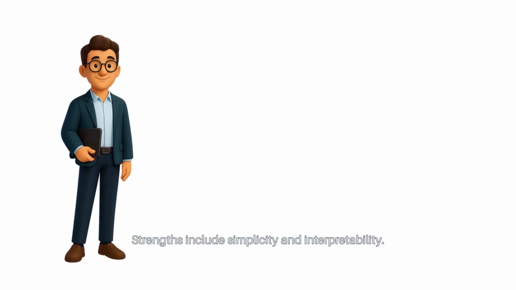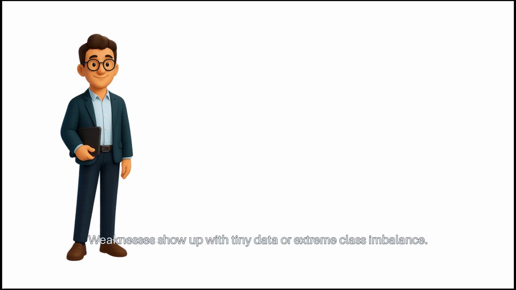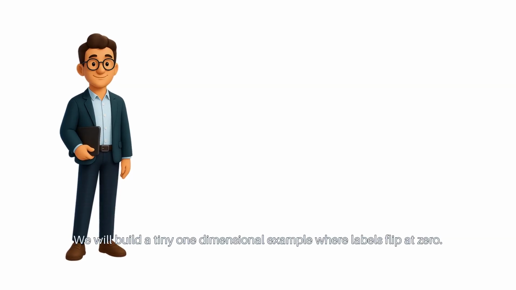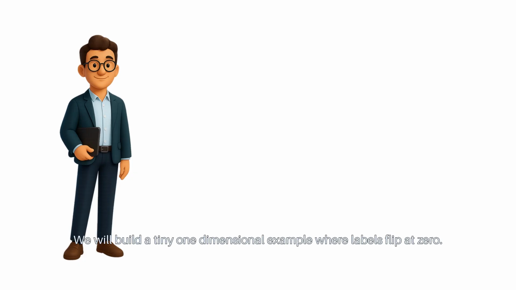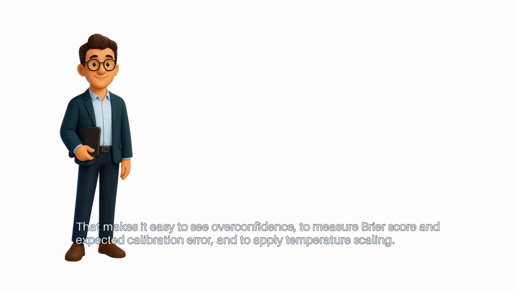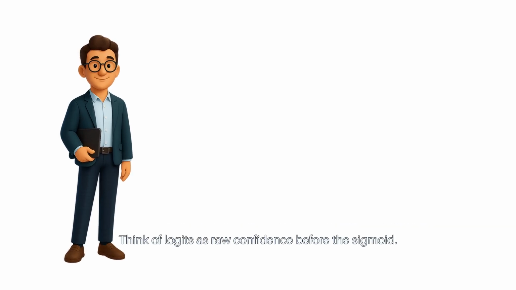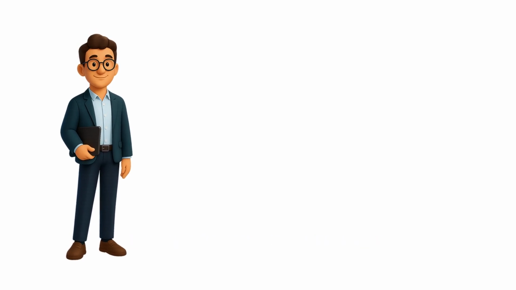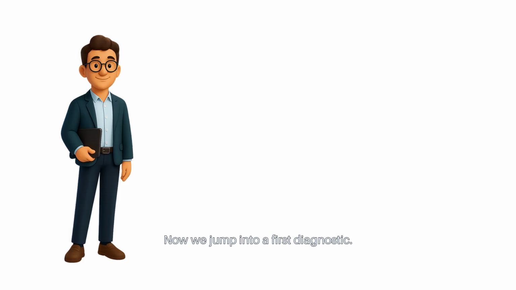Strengths include simplicity and interpretability. Weaknesses show up with tiny data or extreme class imbalance. We will build a tiny one-dimensional example where labels flip at 0. That makes it easy to see overconfidence, to measure Brier score and expected calibration error, and to apply temperature scaling. Think of logits as raw confidence before the sigmoid. Now we jump into a first diagnostic.